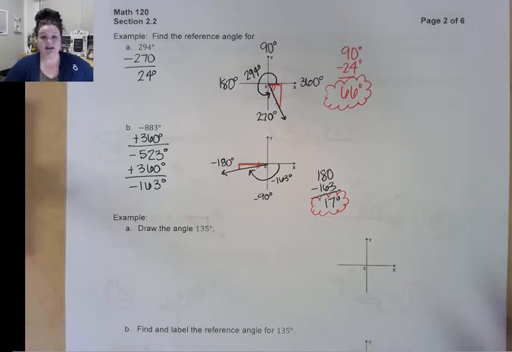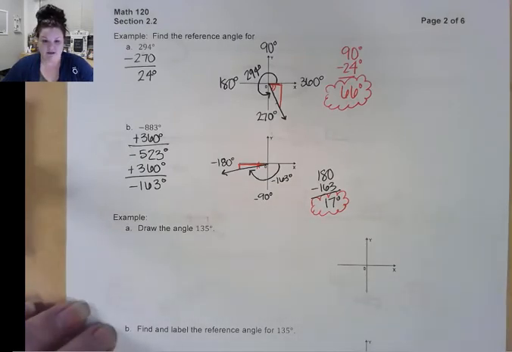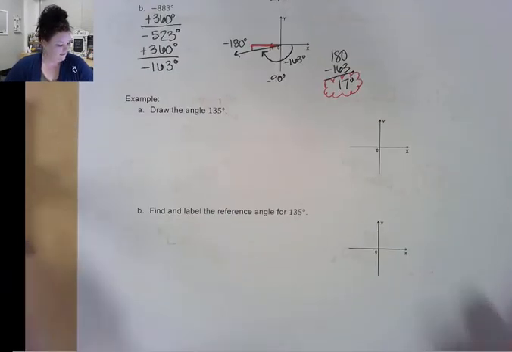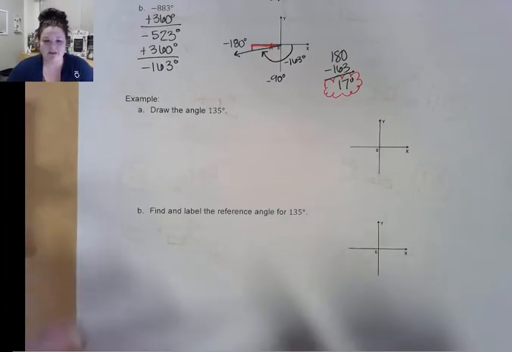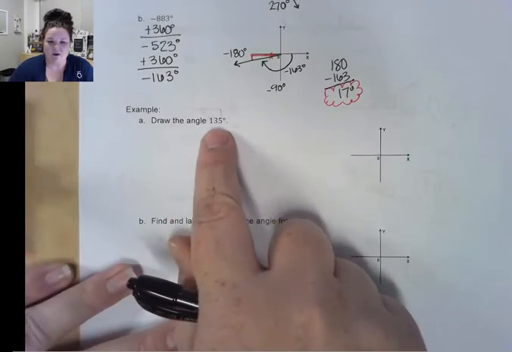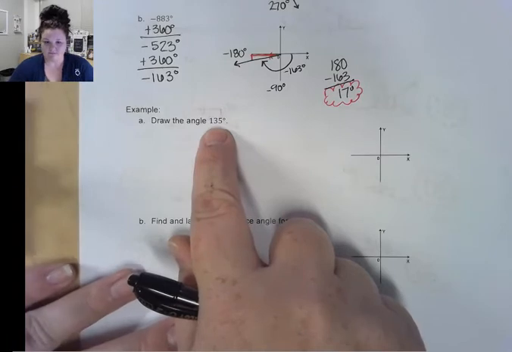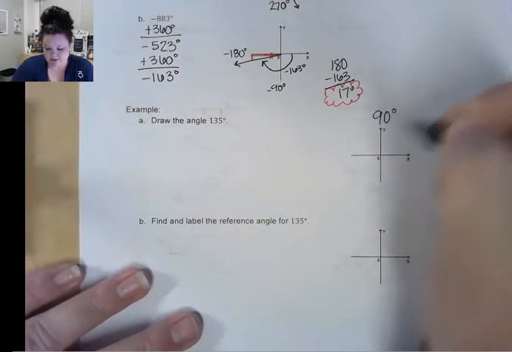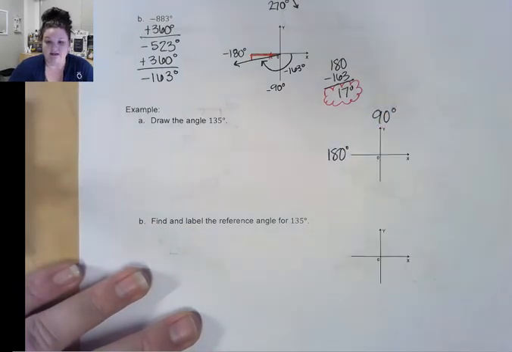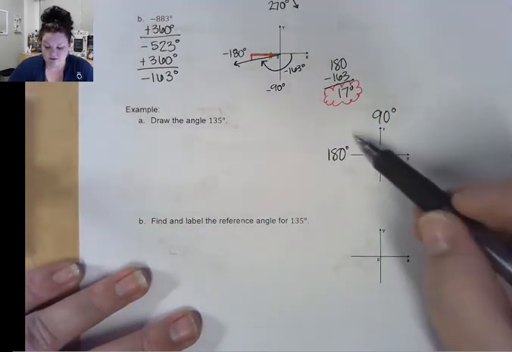All right, so let's look at actually finding the trig function values now that we know how to find the reference angle. Okay, so this next problem is broken up across like a whole page and a half. So I'm not really sure why, but we're just going to do it one step at a time. Okay, so it says draw the angle 135 degrees. Well, I know that 135 is somewhere between 90 degrees and 180 degrees. It's going to be somewhere in here.